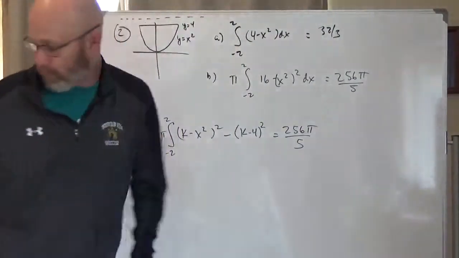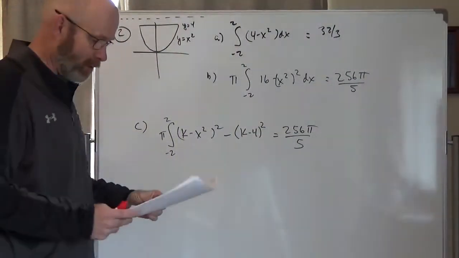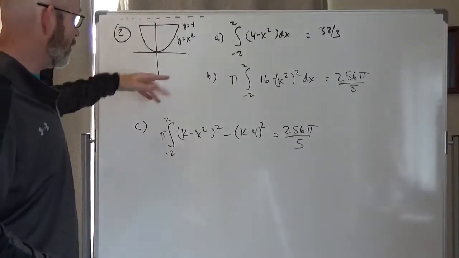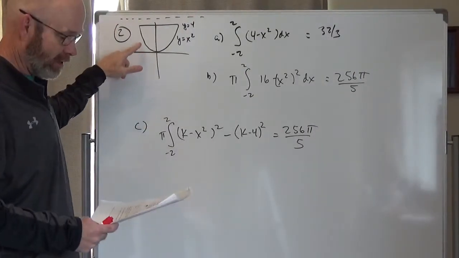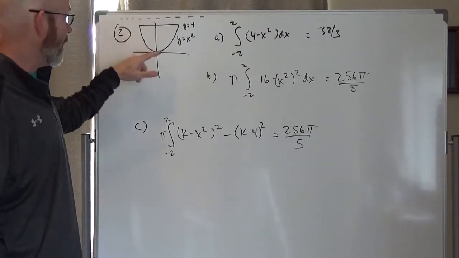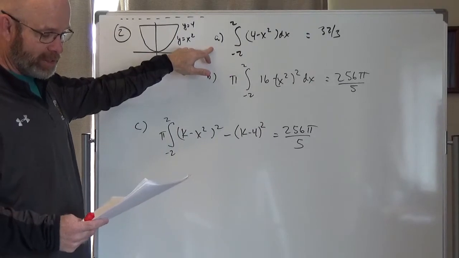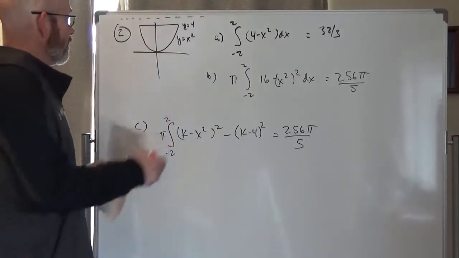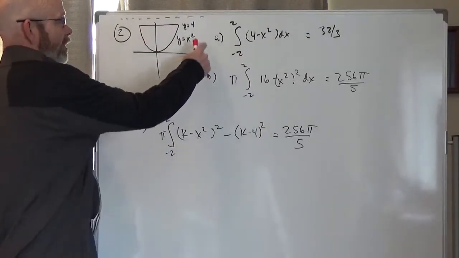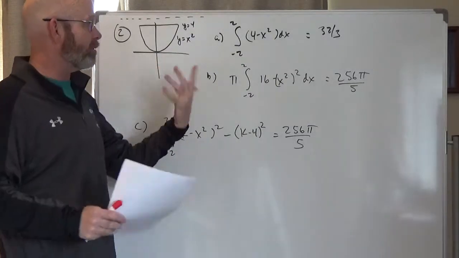Problem 2 is pretty straightforward. That's why I did these at the same time, so this will be a little quicker. This is just some regular old regions and revolving. You had y equals x squared and y equals 4. The first question was to find the area of the region. The intersection points are at negative 2 and 2. You could use symmetry also, so 2 times the integral from 0 to 2 if you want.